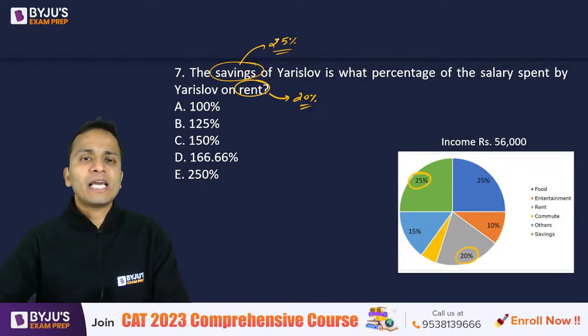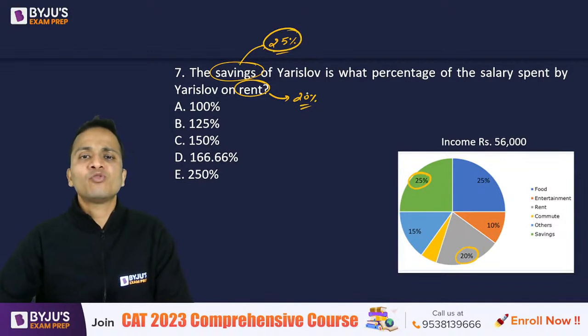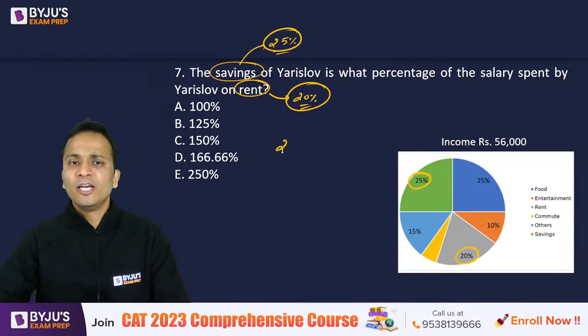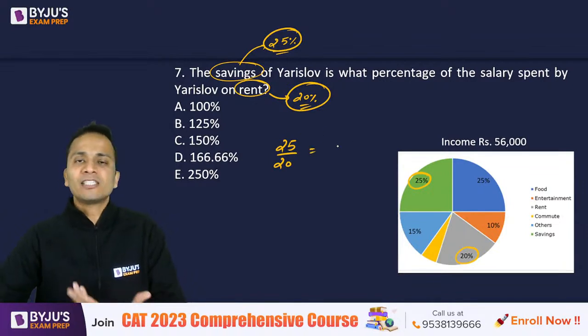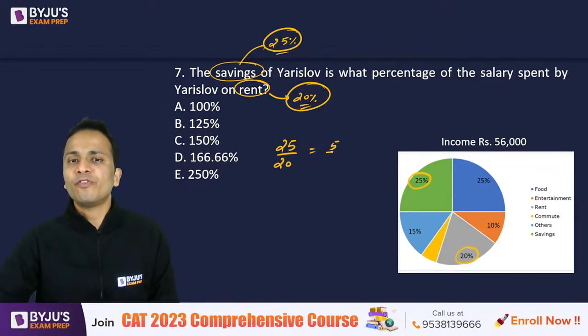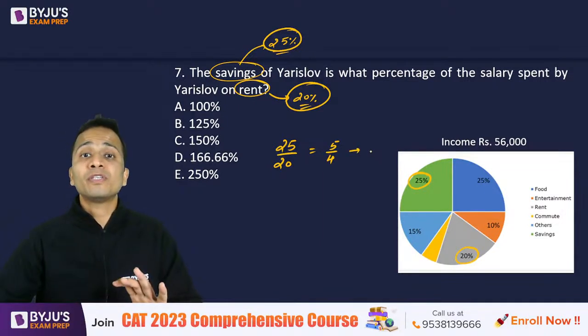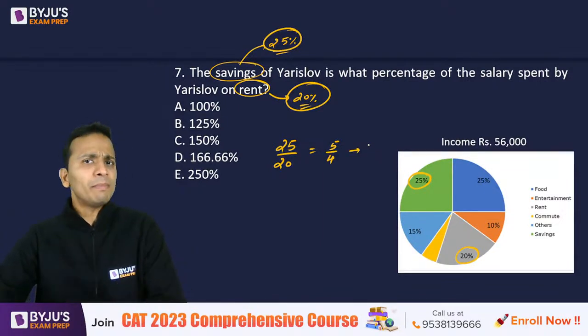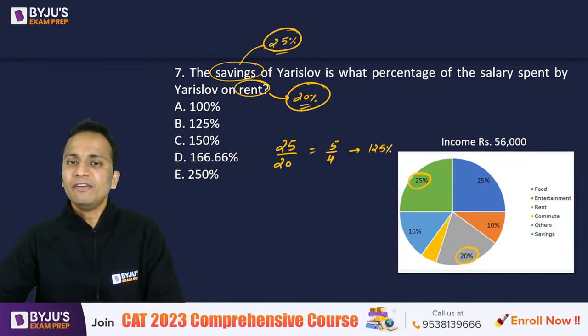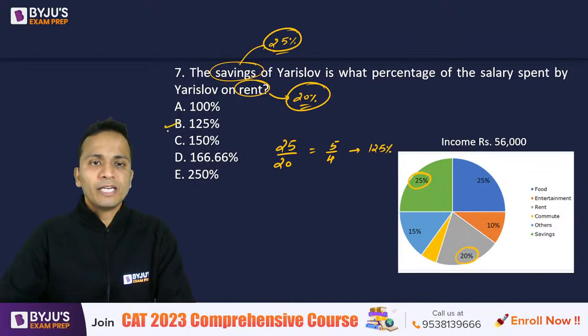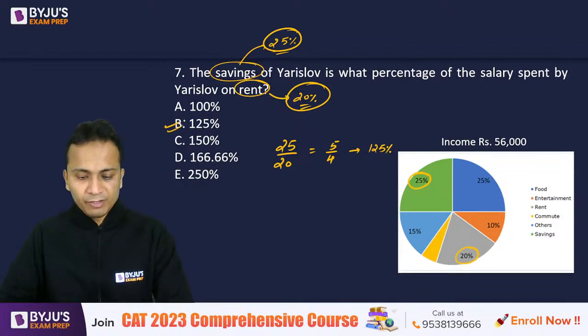So basically मुझे क्या calculate करना पड़ेगा? 25 is what percentage of 20? That's it. In terms of fractions, अगर इसको simplify करोगे, it will give you 5 by 4. And 5 by 4 when converted in terms of percentages by multiplying it by 100, this will come out to be 125 percentage. So the correct answer should be option B for this one.